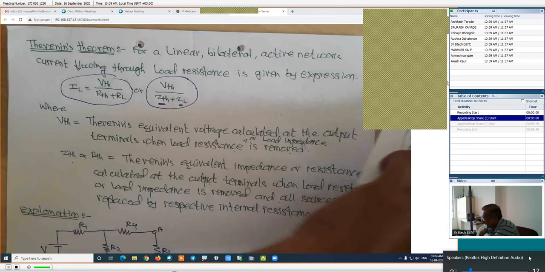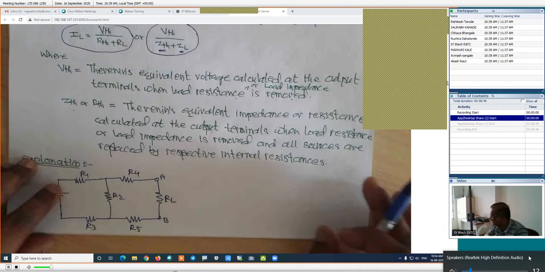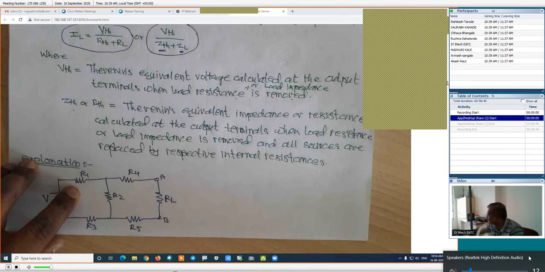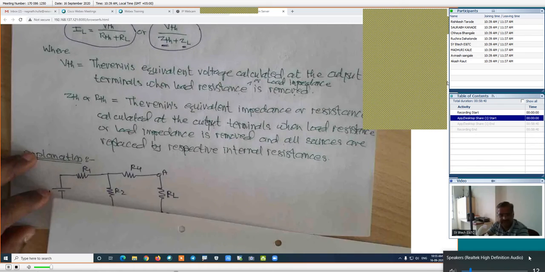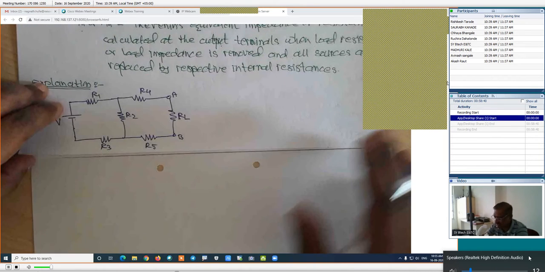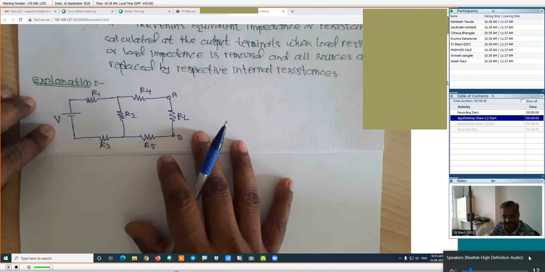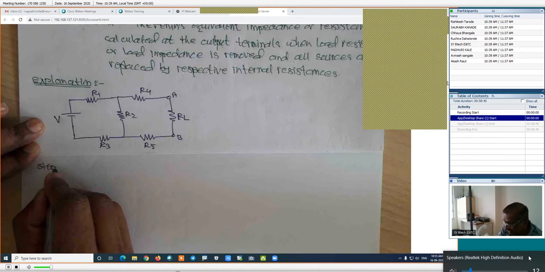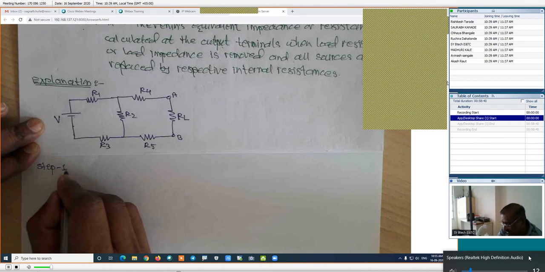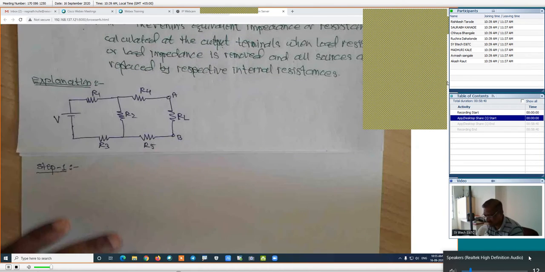Now in this case, I have taken this particular figure for understanding the explanation of this theorem, which is nothing but Thevenin's theorem. Is it right? Now I will use the steps. What is step number 1? Step 1. Now you can write with me. Step number 1. What is step number 1? Remove the load resistance and redraw the same circuit.